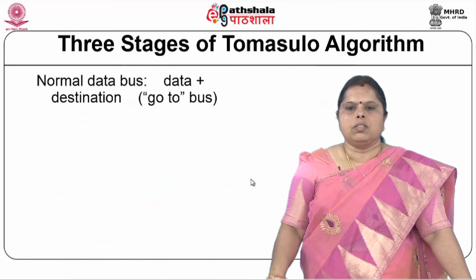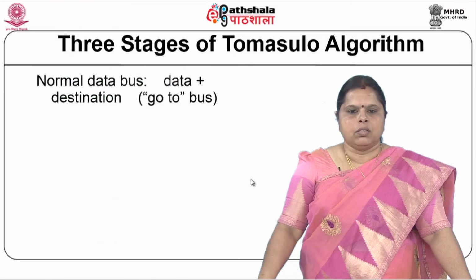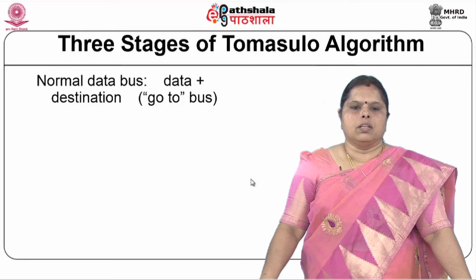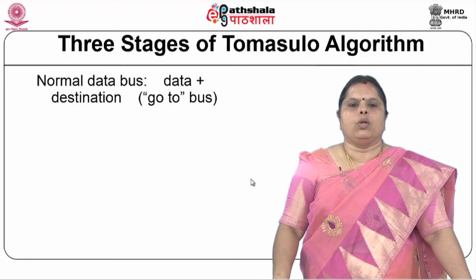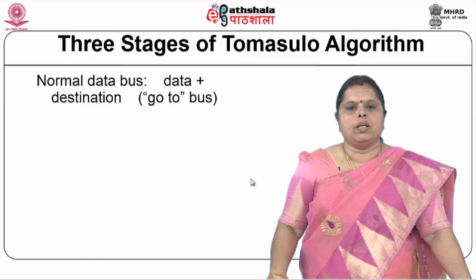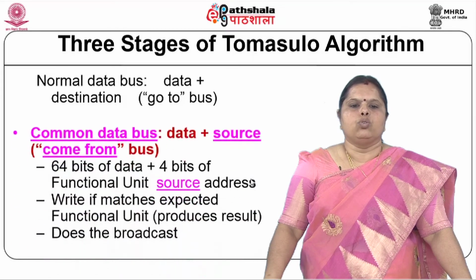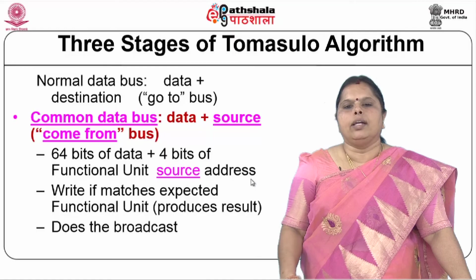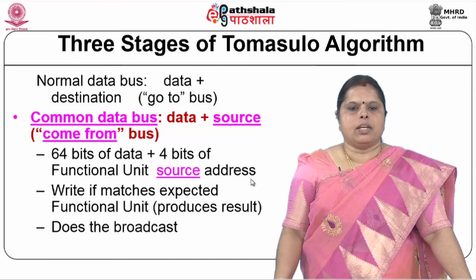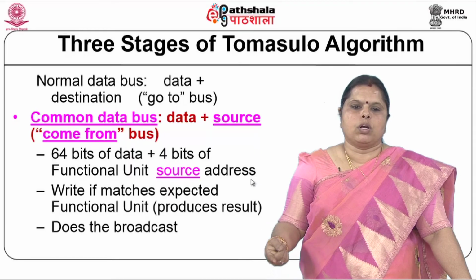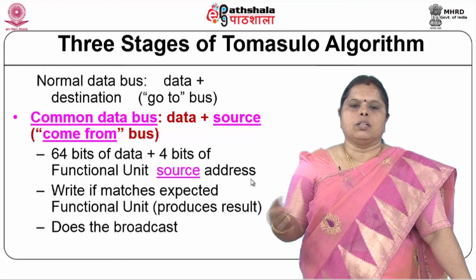The common data bus is different from the normal data bus. In the normal data bus, you will have the data and you will have the destination address given. So the data will be written into that particular destination address. It is a go-to bus, whereas in the case of a CDB, it is the data plus the source from which the data comes in. So it is a come-from bus. Say for example, if you are looking at a 4-bit value to uniquely identify the various reservation station entries, then that 4-bit entry indicates which reservation station's data is being put out now, and the 64 bits of data are transmitted on the CDB.